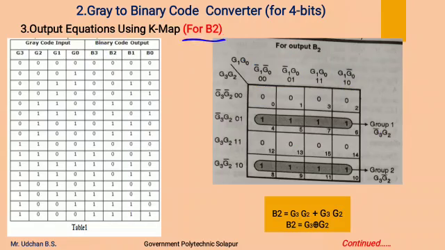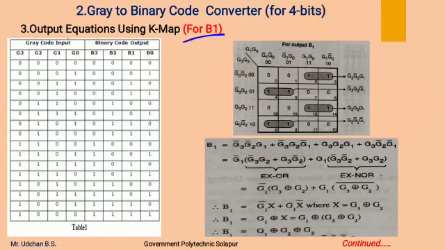For B2, we are going to make entries of this B2 column onto the K-map. After entry, we are going to get this equation. In this, we have got 2 codes. For this, the term is G3 bar G2. For this, the term is G3 G2 bar. So for B2, we get the equation as G3 bar G2 and G3 G2 bar. So this equation also seems like an XOR gate equation. So for B2, the equation will be G3 XOR G2.